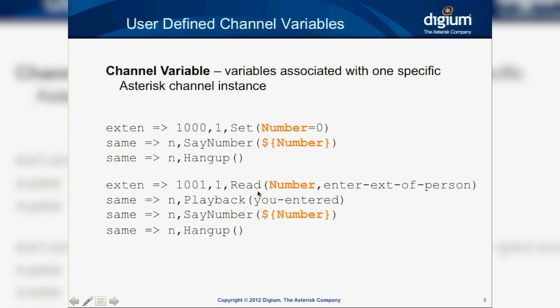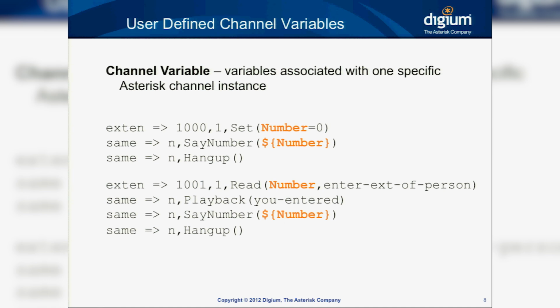Extension 1001. Here I'm using the read application, which I described earlier. Read is going to play an audio file. In this case, it's going to be, please enter the extension of the person you'd like to reach. And then it's going to store whatever they type in. So if I type in 555, this variable will get stored as 555. If I type in 789, this will get 789. And then it will say playback, you entered, and then it will say the number, whatever was called, right?